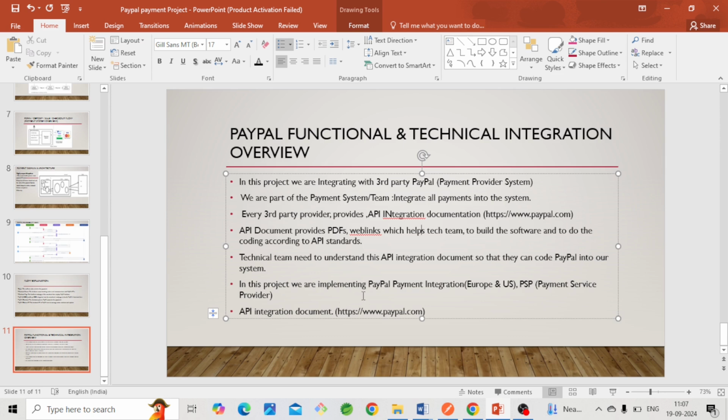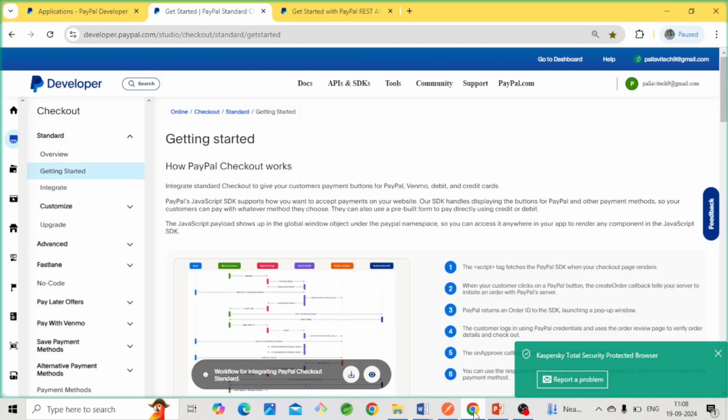In this project, we are implementing PayPal payment integration, which is mostly used in Europe and the US. That is a payment service provider. Now, we will go through this API documentation given by PayPal. We will study the standards given by the document in order to code in our project. So we will go through the documentation.